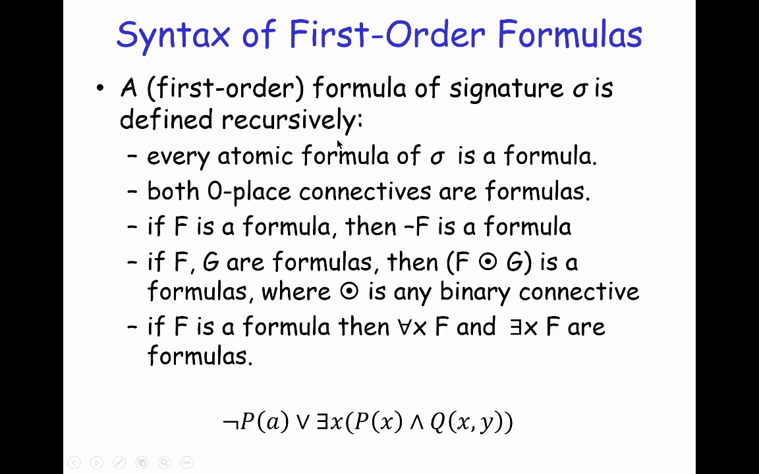And of course, in the case of negation and also the conjunction, disjunction, implication, equivalence, where this symbol denotes the binary connective, if F and G are formulas, their conjunction, disjunction, or whatever binary connective applied to F and G are formulas. So far this is very similar, except that instead of atom in propositional logic, you refer to atomic formula.